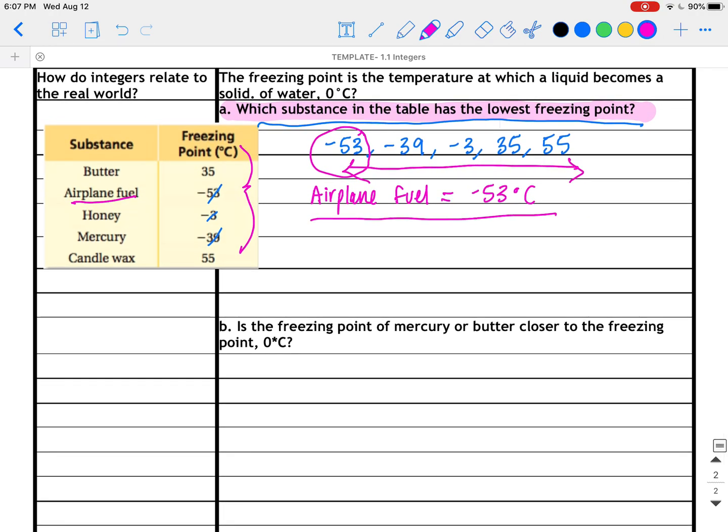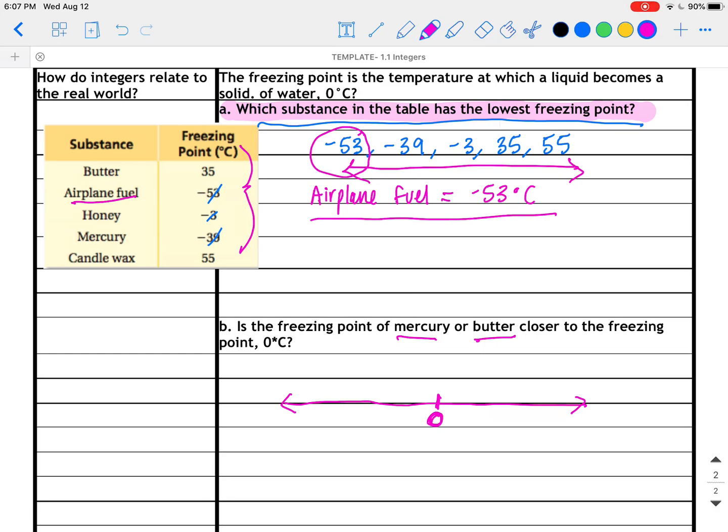Perfect. Let's go ahead and move on to question B now. Is the freezing point of mercury or butter closer to the freezing point of 0? All right, so if you wanted to, we can create a little mock number line here. So I'm just going to draw a line, and I'm going to put 0 in the center, or as close to the center as I can.